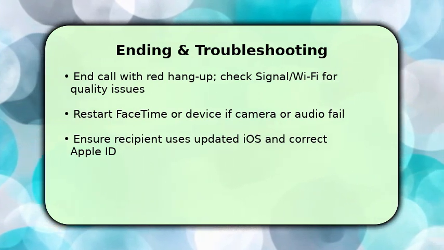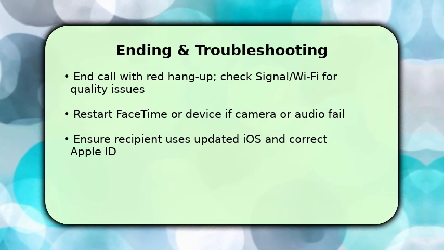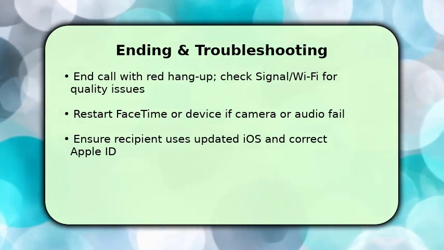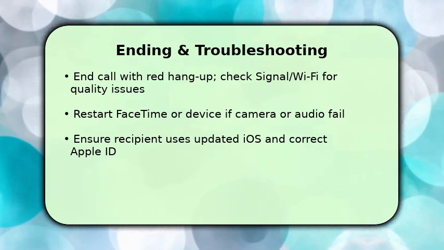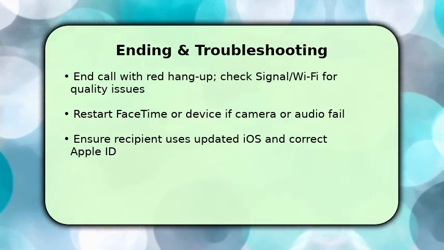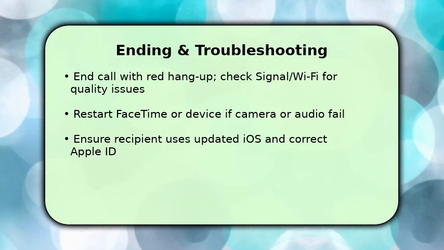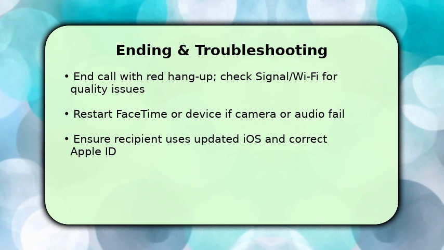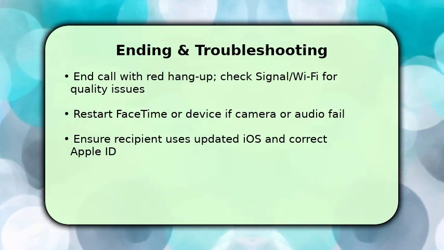If audio or video stutters, check Wi-Fi signal or switch to cellular data, and then retry the call. If the camera or mic aren't working, force close Facetime and reopen it, or reboot your iPhone. That often clears permission glitches. Make sure both you and the recipient run a compatible iOS and are signed into matching Apple ID addresses when using Facetime.